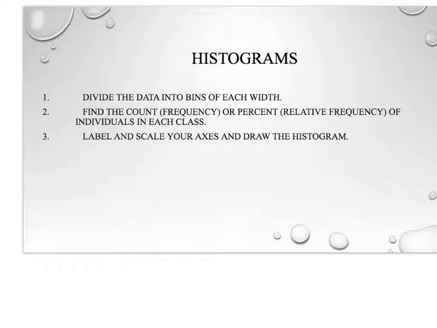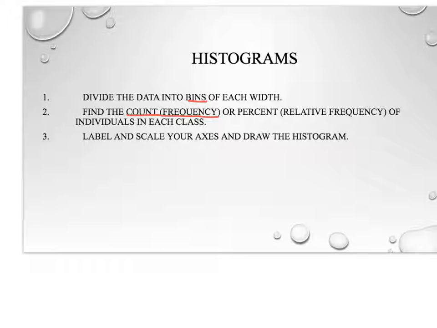The first thing is that we need to divide the data into bins of a certain width. And we can choose the width usually, whatever we want, and whatever seems appropriate for our data. Then, the second thing we need to do is find the counts or the frequencies, or sometimes the percents, the relative frequencies of individuals in each class. So really we're finding the counts or the number of observations that fall into each bin.